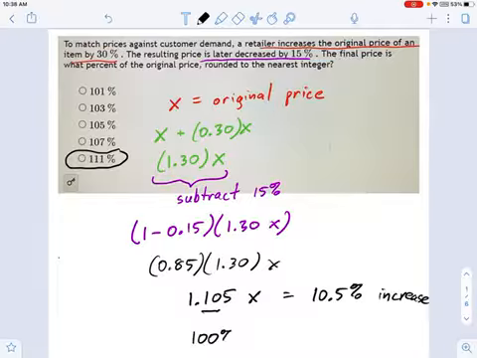100% would be the original price, plus 10.5% equals 110.5% of the original price. This is obviously rounded, right? 111%. But I want to point out what the answer is not.